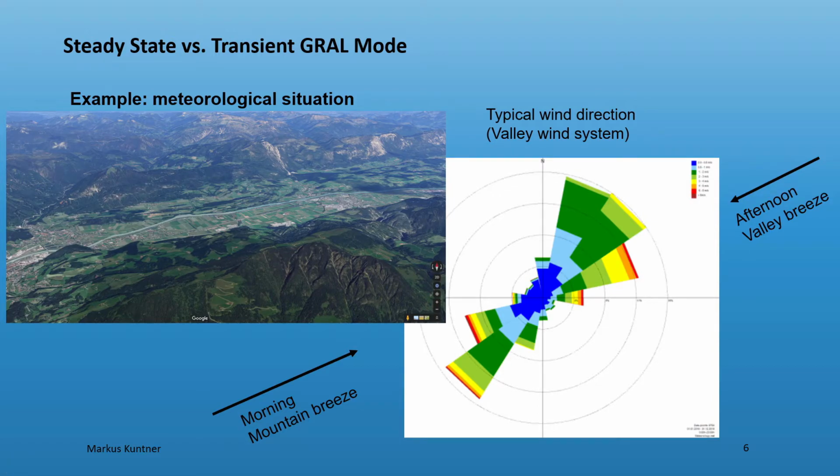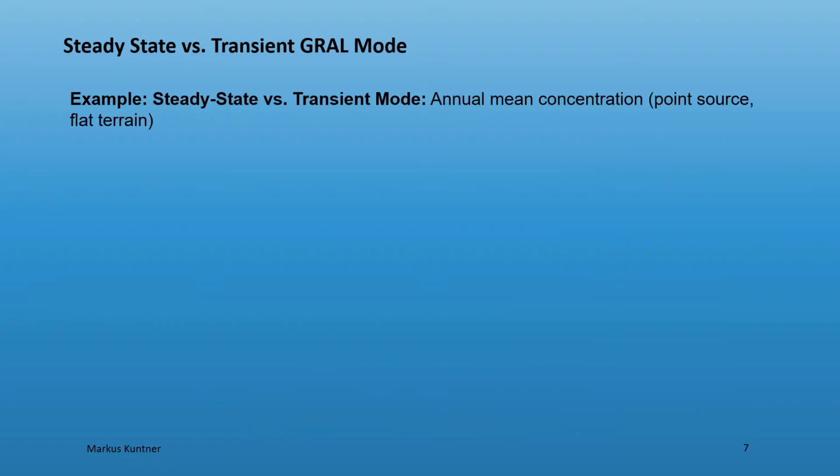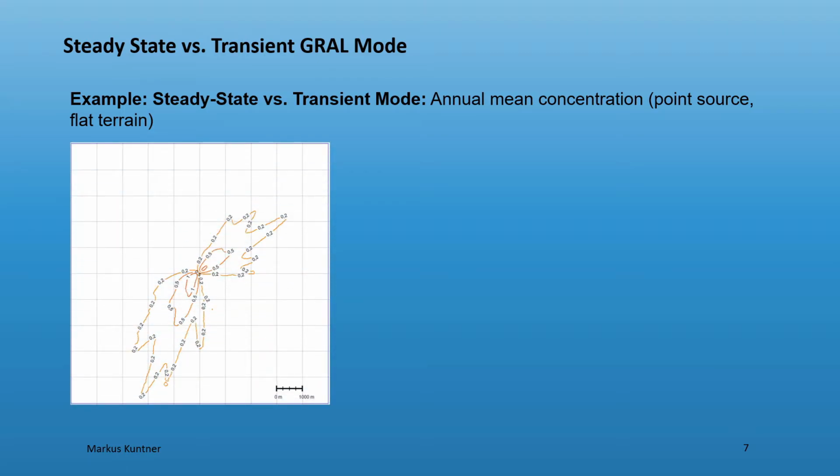Now we take this wind situation and calculate an example, a steady state and a transient calculation, for a point source, a huge domain area and flat terrain. The squares here have an area of 1000 times 1000 square meters, and this is the steady state calculation. We will get the maximum concentrations near the source, and at low concentrations, that's a distance of 2 kilometers, we see a fingered structure caused by the wind directions.